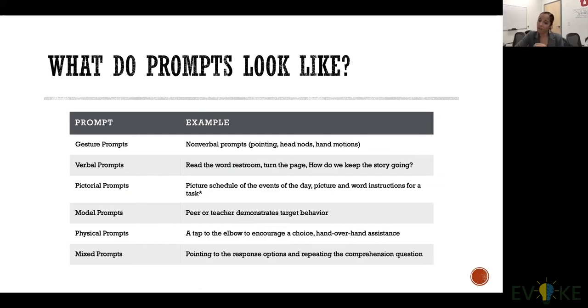And you have physical prompts, with there being partial physical prompts or full physical prompts. An example of a partial would be moving the elbow of a child to move them forward to do something. And then a full physical prompt might be more hand over hand to prompt the child to do something such as writing. And then there are mixed prompts, which simply means doing multiple of these prompts that were mentioned. An example would be pointing to the response options and then repeating a comprehension question, or whatever question may have been asked.